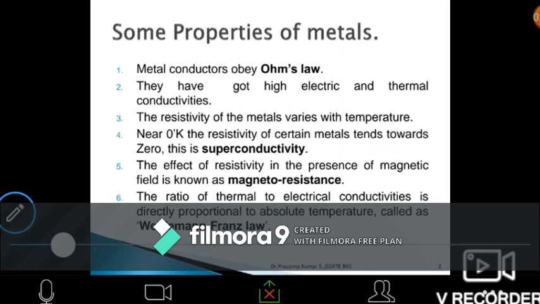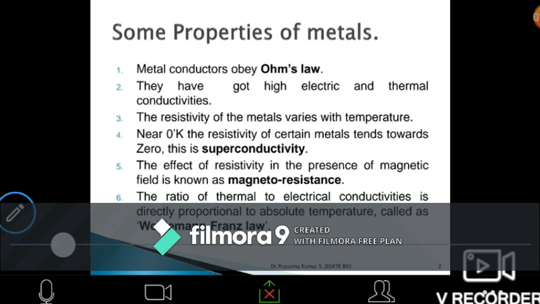The other property is that the resistance is directly proportional to the temperature in the case of metals. The resistivity of metals varies with temperature. What is resistivity? It is a measure of resistance per unit length of the material for a uniform cross-sectional area of a conductor.